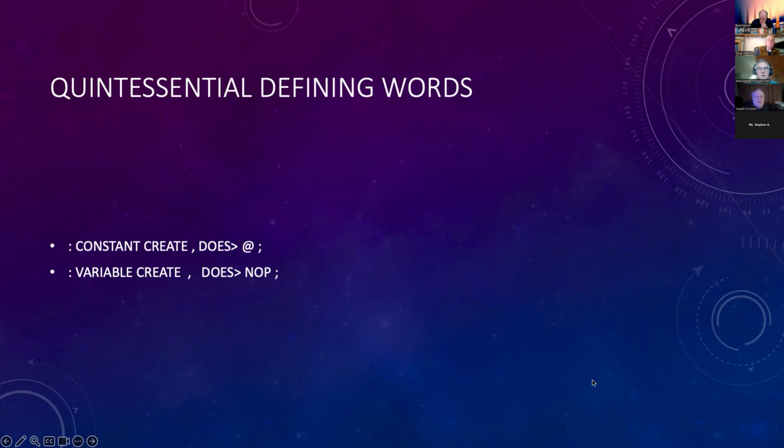So here are the quintessential defining words. I think almost everybody who works regularly with Forth is seeing this. So creating a constant and a variable. I know the NOP doesn't ordinarily go there. That means no operation. Usually when I see a variable defined, it's create space comma, but this works just the same.